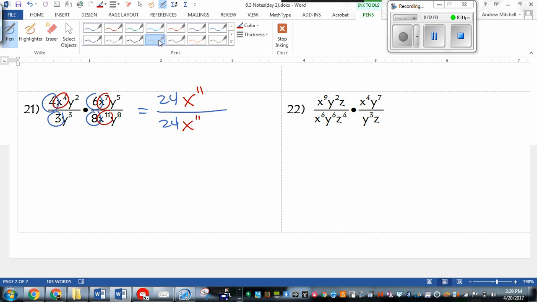And then our last one, the y, is y squared times y to the 5th. We get y to the 7th. Y cubed times y to the 8th. We add those exponents. We get y to the 11th.